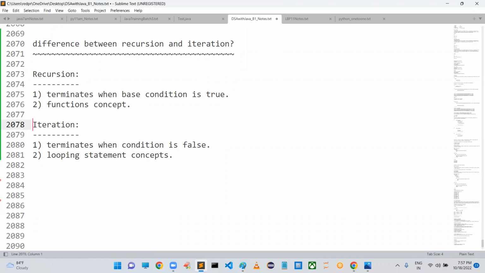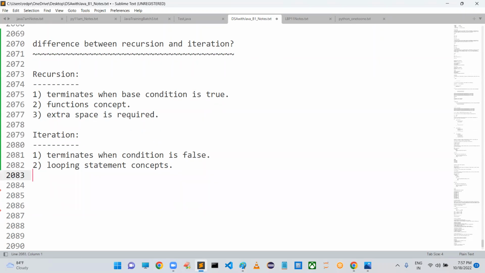Then for recursion, extra space is required. But for iteration, extra space is not required.